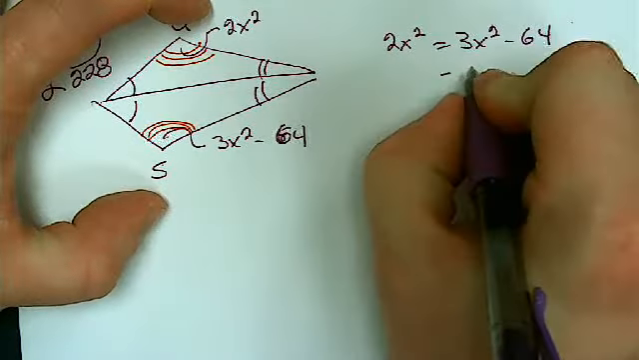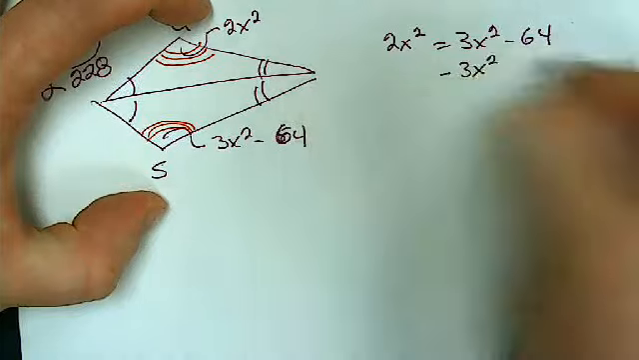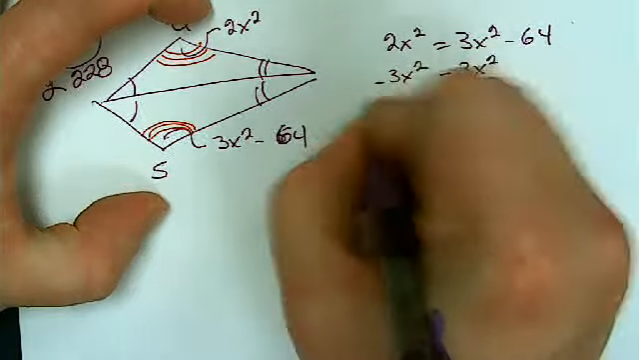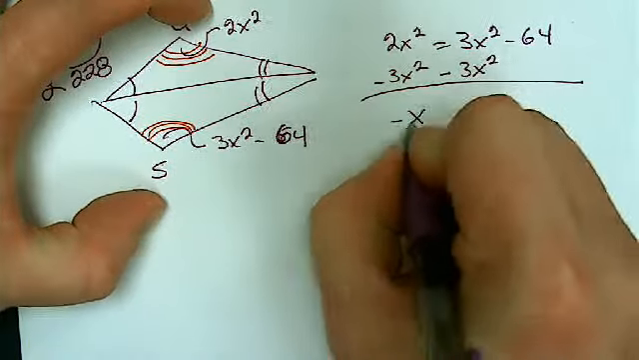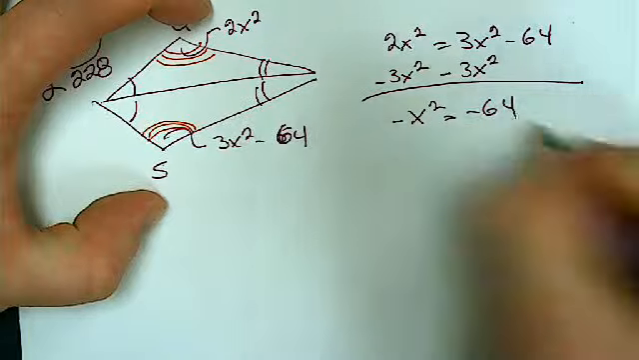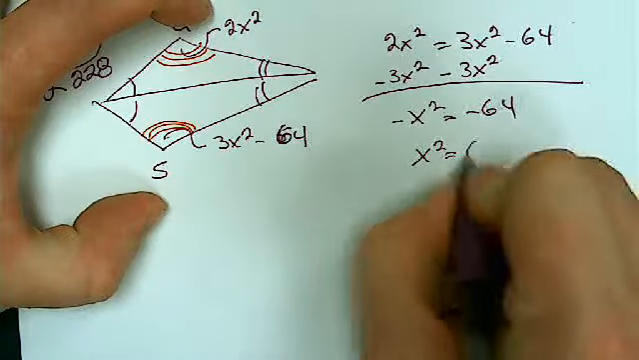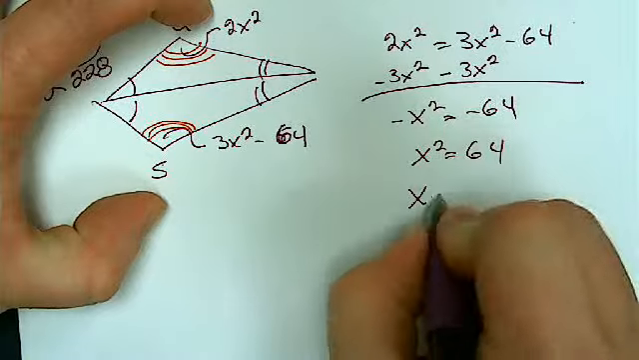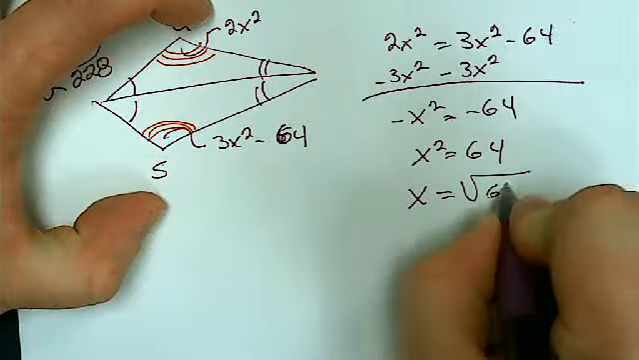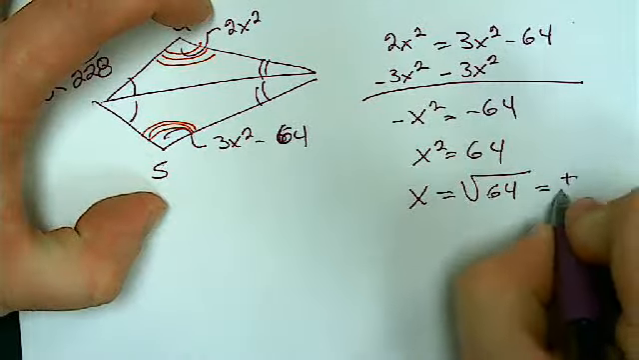So if I subtract 3x squared from each side, this becomes negative x squared equals negative 64. Divide both sides by negative 1. And then take the square root of both sides. So the square root of 64 is positive or negative 8.